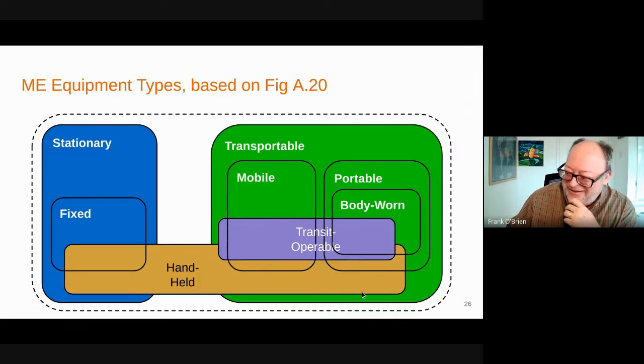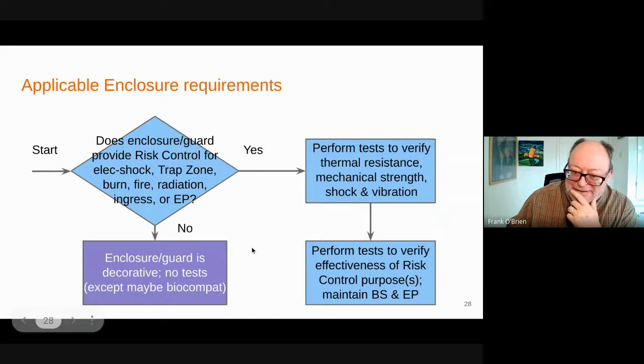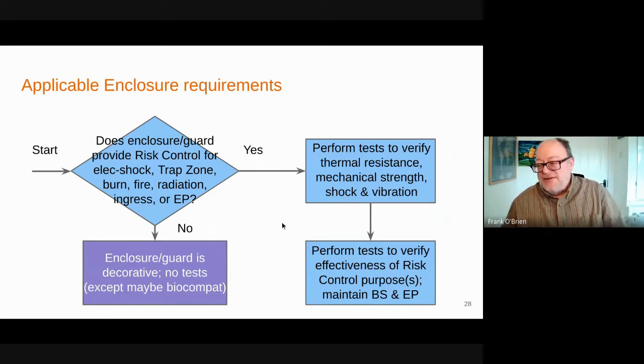All right, so then I put transit operable on here for you. All right, any questions so far? So we know what types of equipment there are, and we're going to see that depending on the type they are, we do different tests. So the enclosure requirements could be kind of rewritten with this flow chart, and I think it'd be clear.